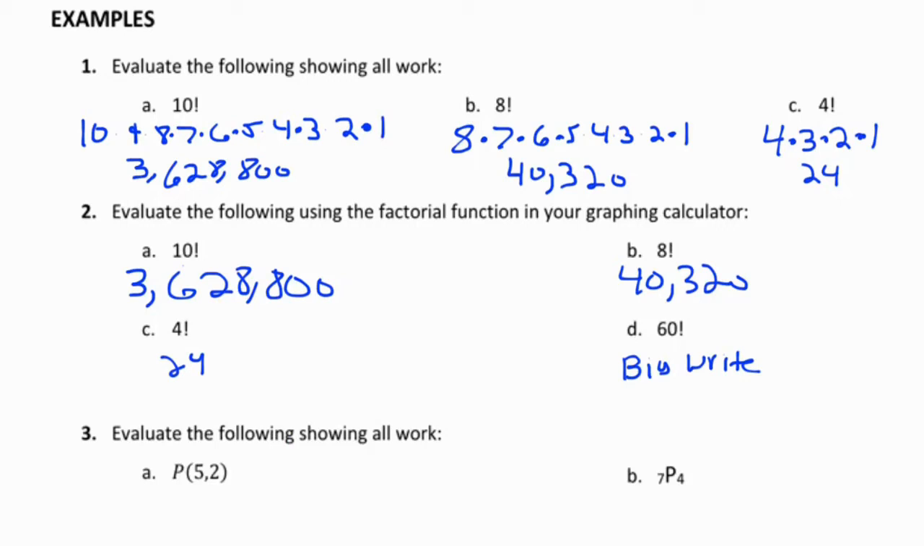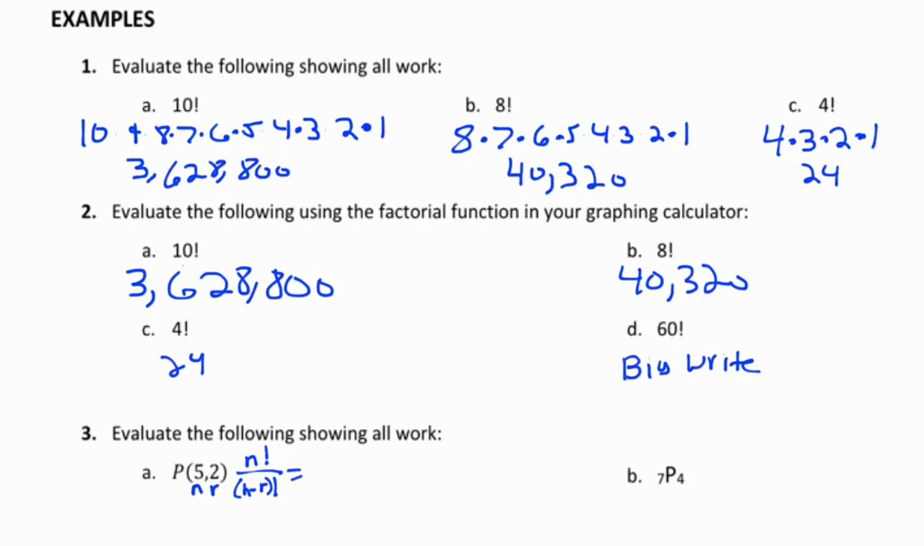Alright, so now on number 3 down here, it wants me to evaluate the following, and it wants me to show all your work. So right now, remember what the P stands for is permutations. The 5 is going to be your N value, and the 2 is going to be your R value. So P stands for permutation. So literally all I have to do is write out the formula. So N factorial is going to be divided by N minus R factorial. So literally all I have to do is plug in N and R and then factor it out, and then it should work out to cross out here.